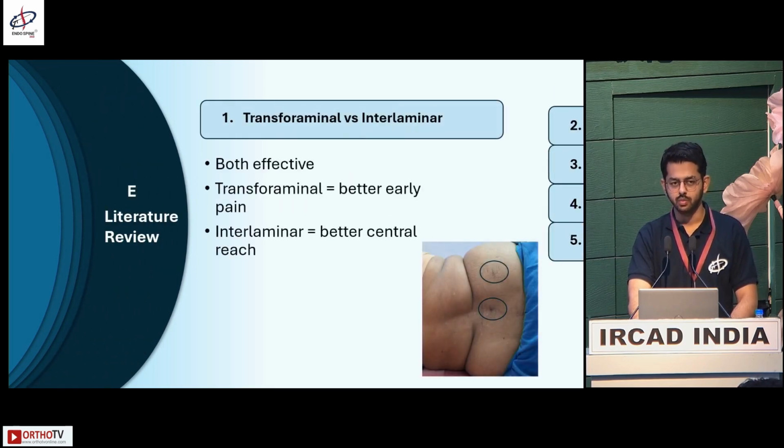Coming to comparison with other techniques, a meta-analysis in 2023 compared these approaches and showed comparable overall outcomes, but differences in reach and access. Transforaminal is ideal for lateral and foraminal pathology and offers better early post-operative comfort, whereas interlaminar is preferred for central stenosis at L5S1, where transforaminal is anatomically restricted.